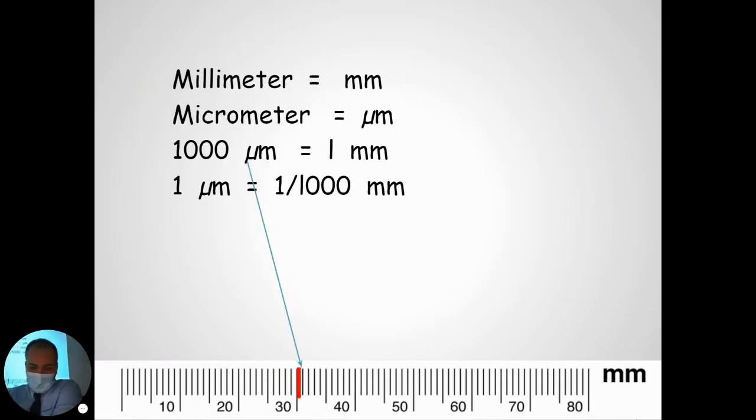So in this ruler, each of these small lines represents a millimeter. And within that millimeter, if you split it up 1,000 times, that's a micrometer. So if you have millimeters and you want to know how many micrometers, just multiply by 1,000. If you have micrometers and you want to convert it to millimeters, you divide by 1,000.